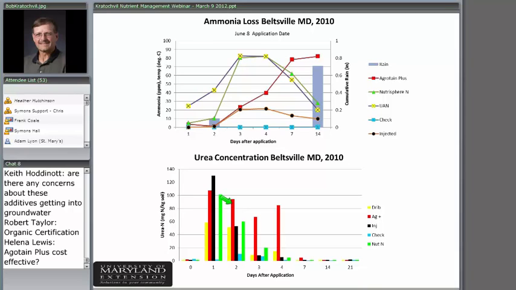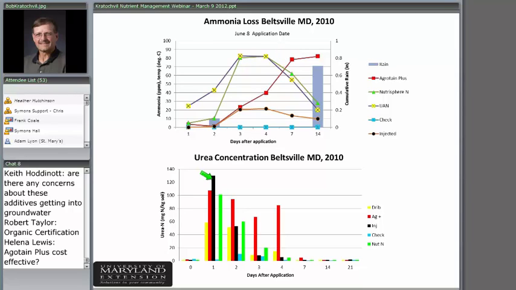Agrium Plus, this red bar right here, is maintaining the urea form quite well until about day 7. Day 7 is when we saw volatilization loss of ammonia with Agrium Plus starting to increase. So it's working for about 7 days, as they described.